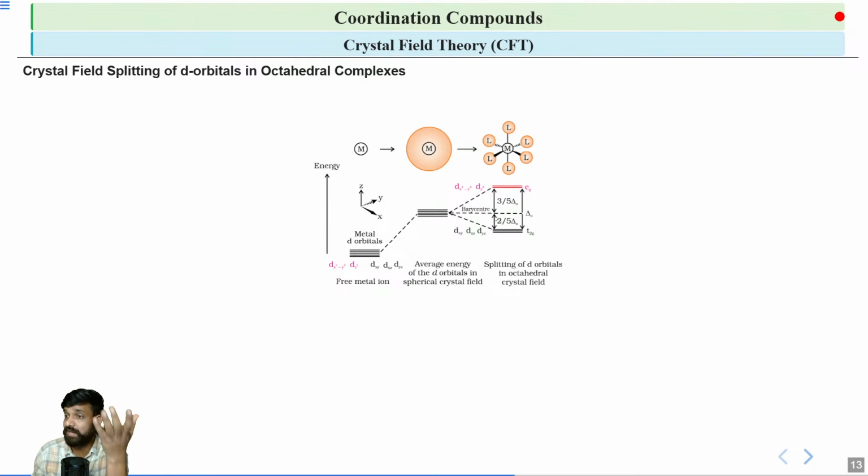Okay, you can just quickly look at the diagram of these 5 orbitals. You will see the reason behind it. Is it clear to you? So the basic idea is that in octahedral complexes, the ligand approaches along the axis, whereas in a tetrahedral complex, the ligand approaches between the axes.